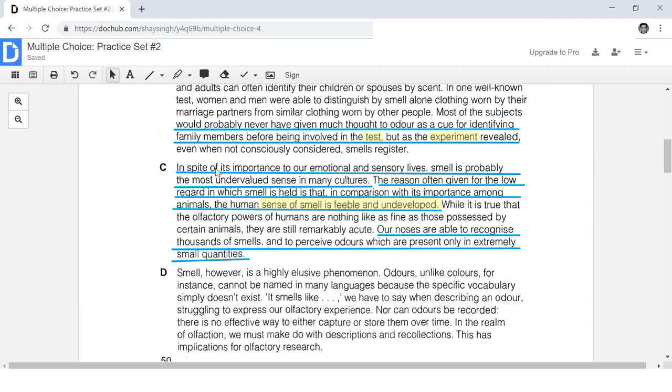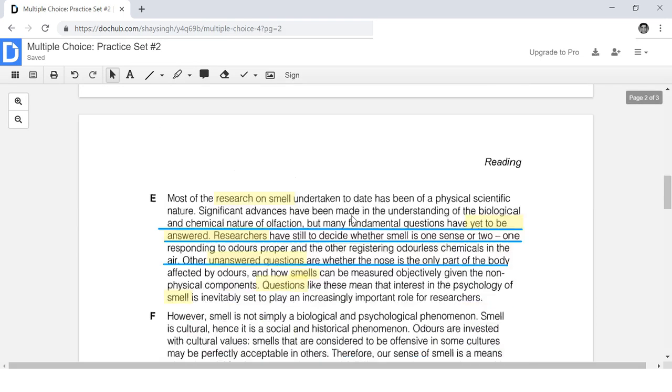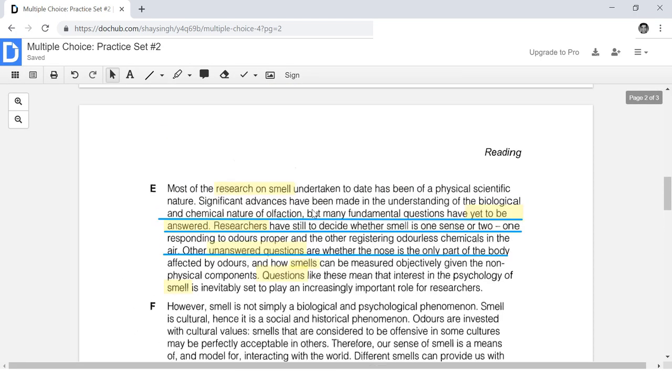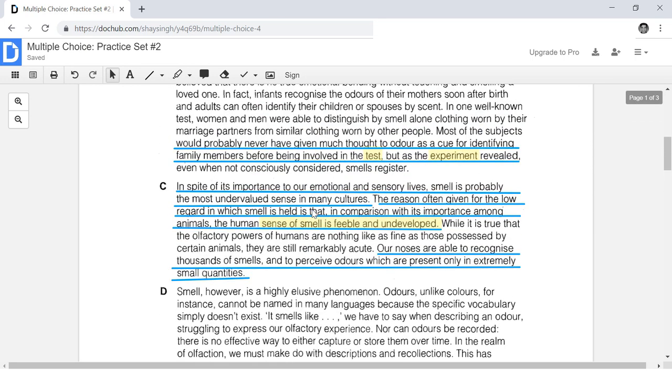Here we go. "In spite of its importance to our emotional and sensory lives, smell is probably the most undervalued sense in many cultures." Okay, so we know that smell is undervalued in many cultures. Then it says, "The reason often given for the low regard in which smell is held is that in comparison with its importance among the animals, the human sense of smell is feeble and undeveloped." Okay, so that's where it was talking about limitations, right? So it's been talking about limitations, so that's why I thought that maybe the answer is going to be D, describing limitations.